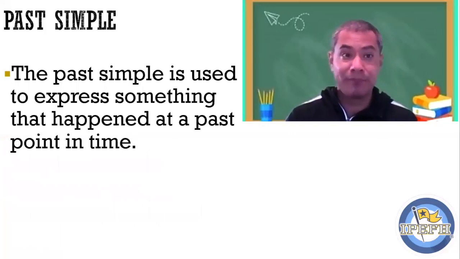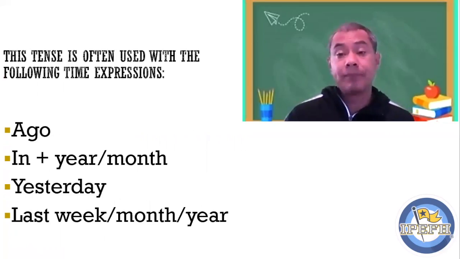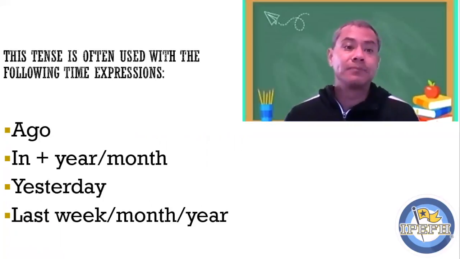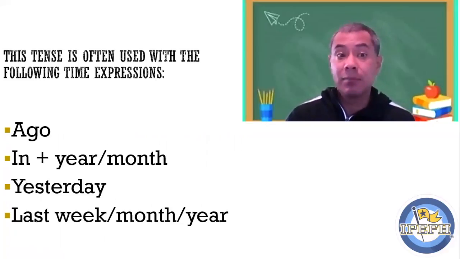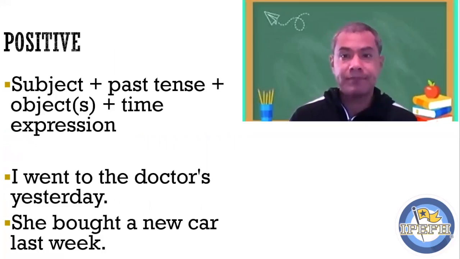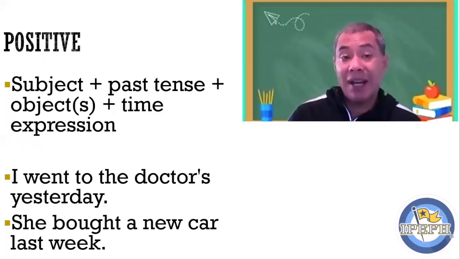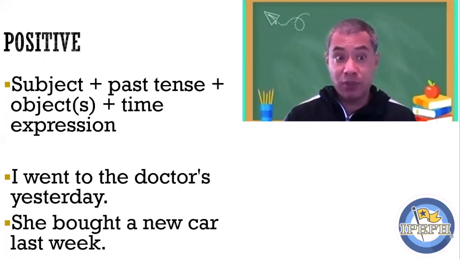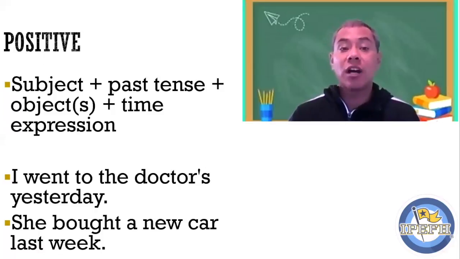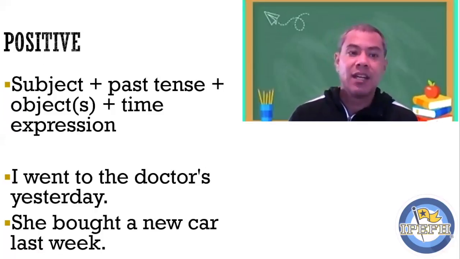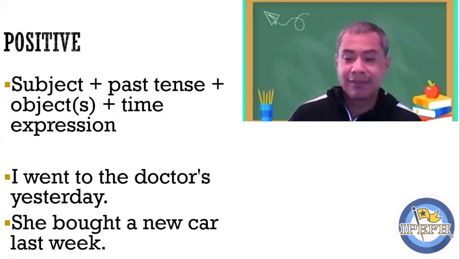Okay, now past simple. Past simple is used to express something that happened at a past point in time. And we usually use words to say exactly when that happened. So we use words like ago, in plus a year, like in 1995, in plus a month, in June, yesterday, last week, last month, last year. This is the positive form, and this is your formula. Subject plus past tense plus the object, and then a time expression. So for example, I went to the doctor's yesterday. She bought a new car last week.